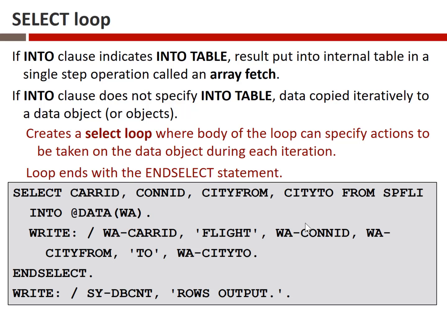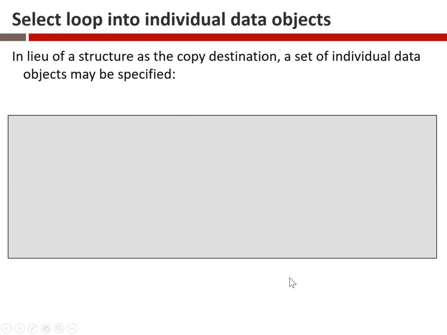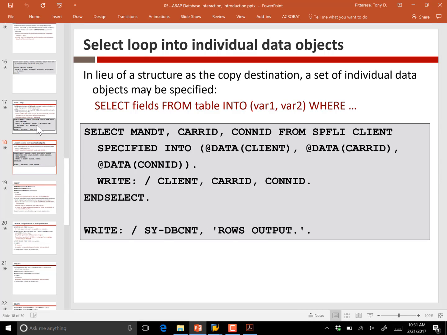And so what's going to happen is it goes out and retrieves, let's say, 50 rows. It copies the first one into WA. It executes this write statement, hits the end select, and goes back up and grabs the next one. It continues in this fashion iteratively, printing each of these rows. And then at the end, we're going to see output that tells us the number of records which were retrieved. So let's just look at this by executing this code right here.